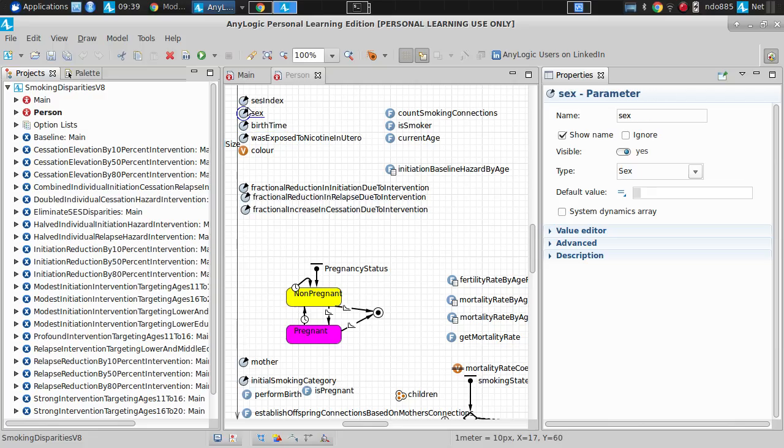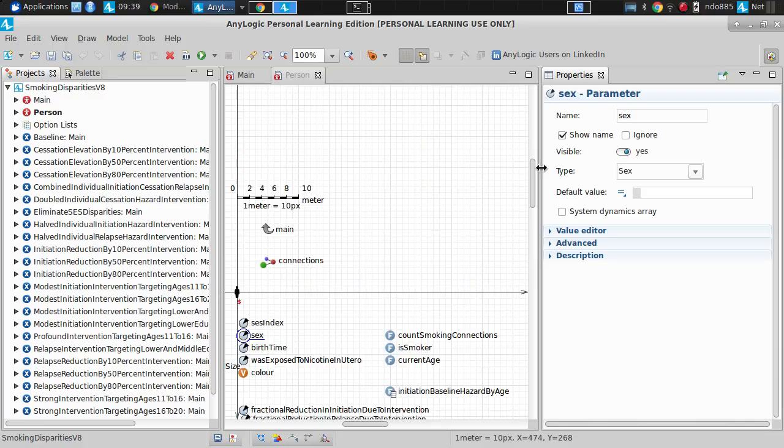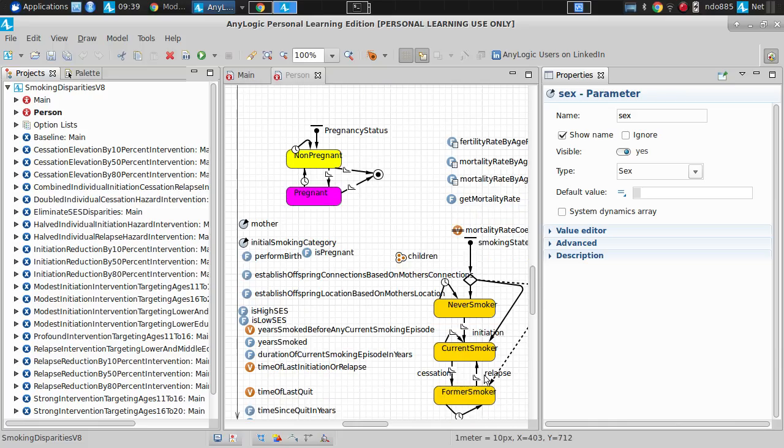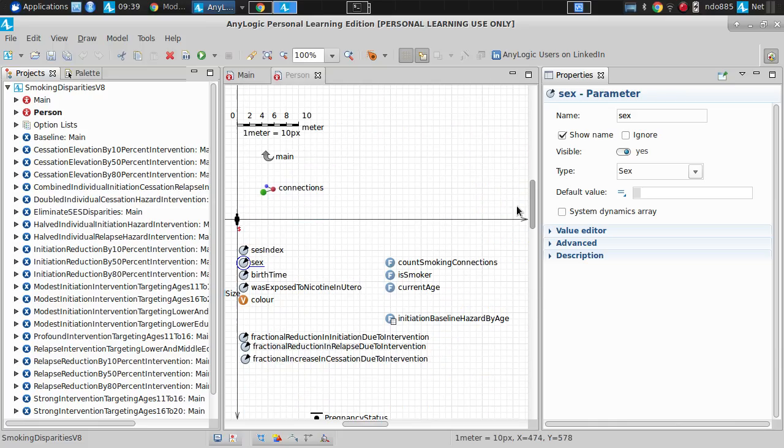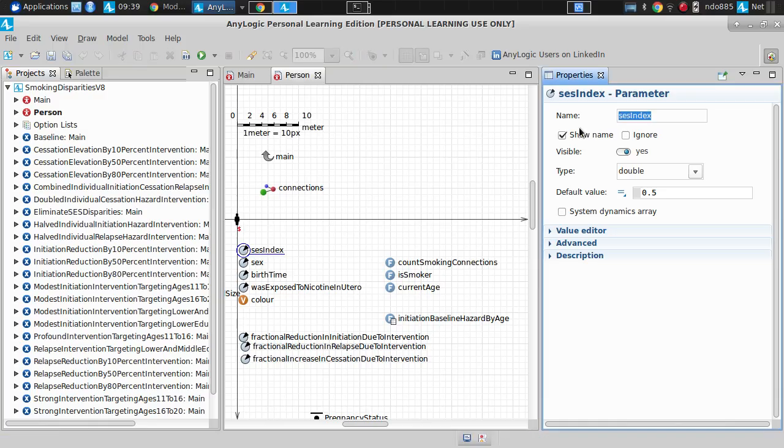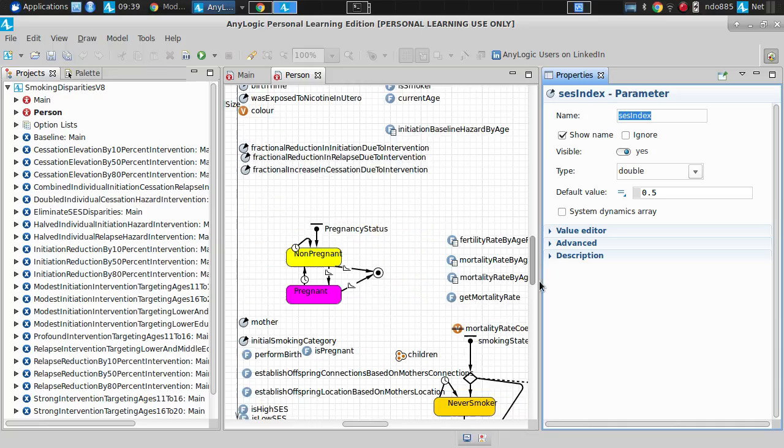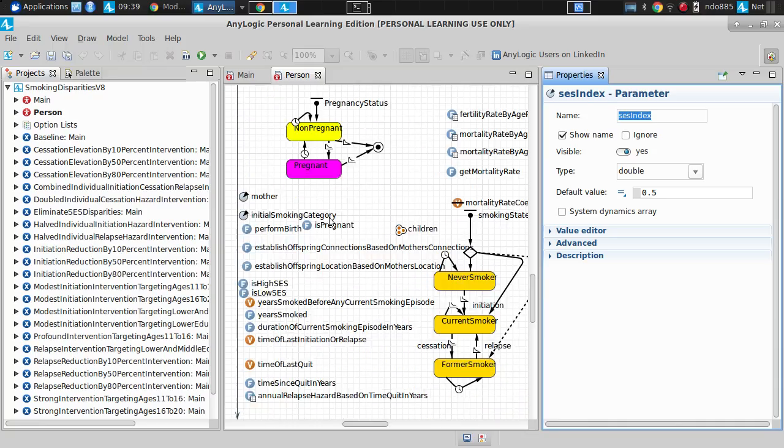These are sort of characteristics of the person. And these characteristics are not changing over time. In contrast to their smoking status, which changes over time, according to these state charts, their characteristics here are things that are fixed. We call them parameters. So if you click on one of these, you'll see it's a parameter here, okay? Called SES index. And there's some other parameters as well. For example, who their mother is. We can capture family structure. And in what smoking category they start for those who are sort of initially in the model.